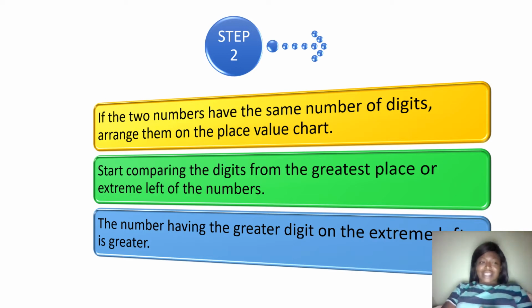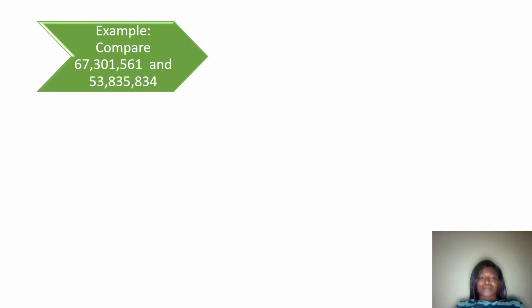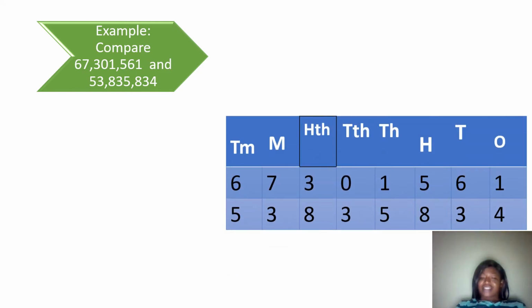Now let's look at an example. Compare 67,301,561 and 53,835,834. We are using the place value chart. So let's see my place value chart.